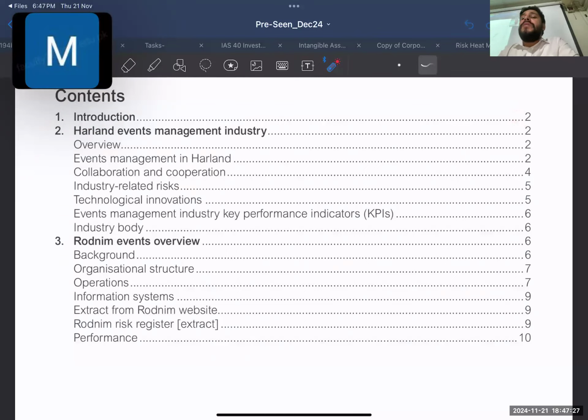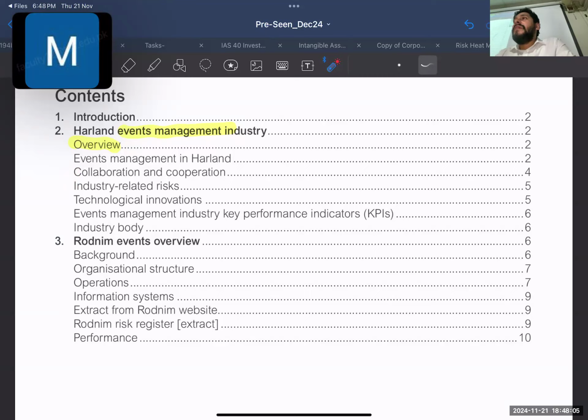Then they provide information about the Harland event management industry. So we have a very clear part given in this content: this is an event management industry, so they are going to manage the events within the industry. Now they have given us the overview of this industry: event management in Harland, and the collaboration and cooperation. This is going to be important because they're talking about collaboration and cooperation. How this is going to work, we'll look into it.